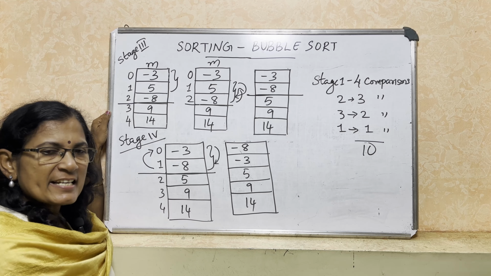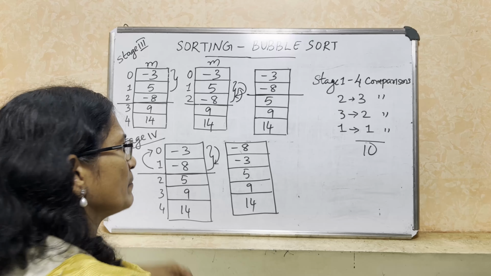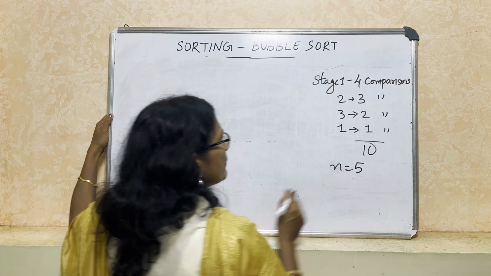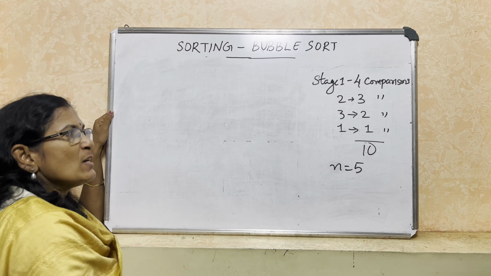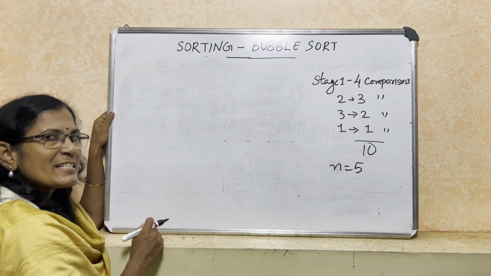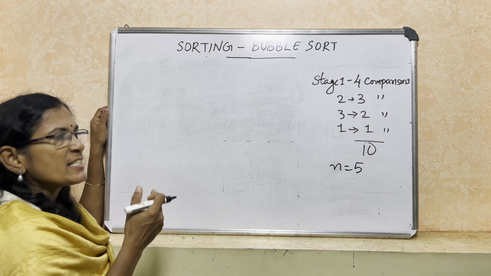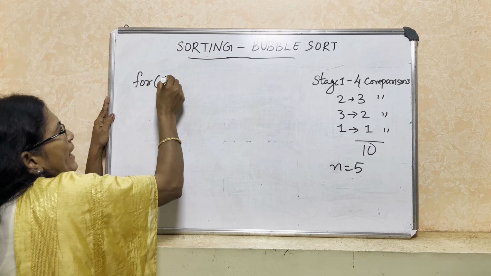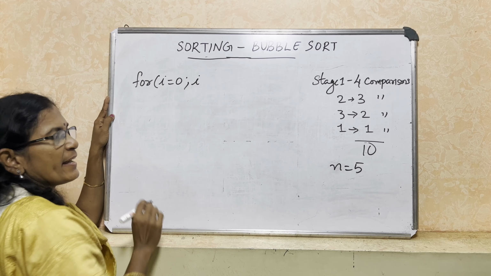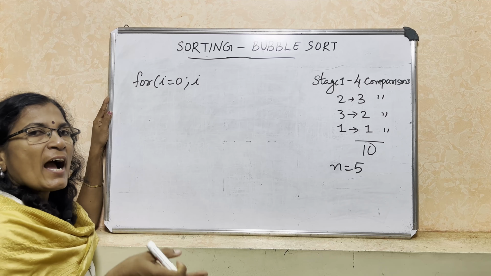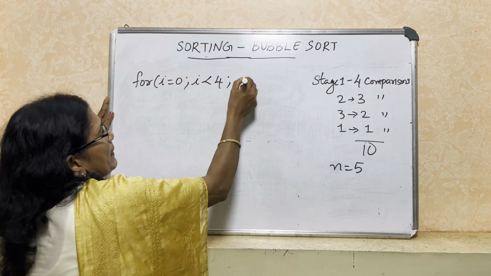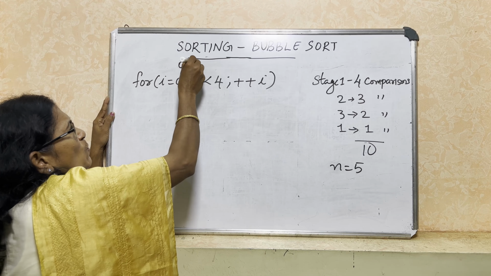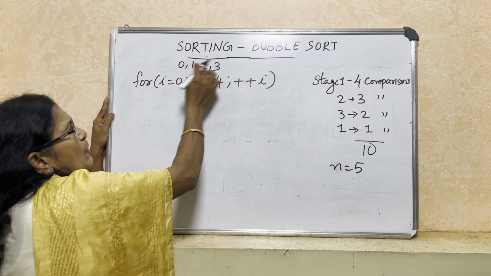So let us set a nested loop to carry out this operation. As there are 5 elements in the array, n is equal to 5. How many stages of comparisons do we have? We had 4 stages. So let us set the outer loop to change the stages. For the outer loop index variable, I is equal to 0, I less than 4, I plus plus. So the variable I takes the values 0, 1, 2 and 3. 4 stages.